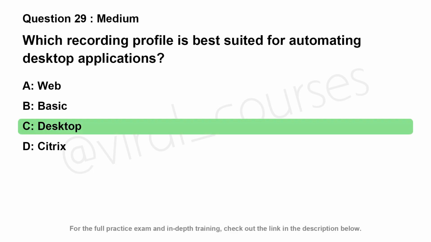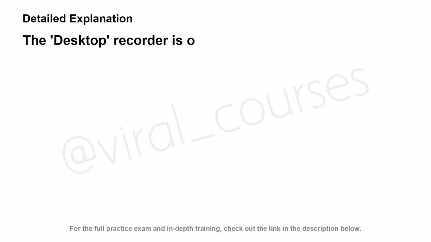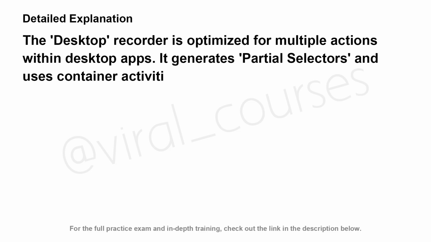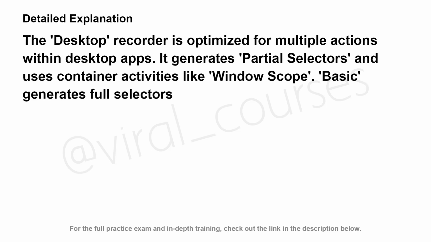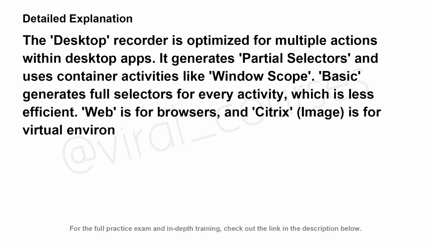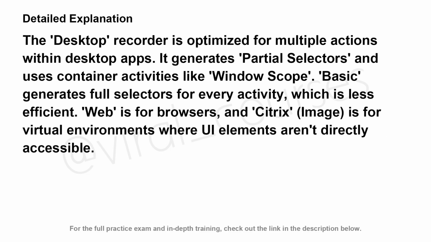The correct answer is C. The Desktop recorder is optimized for multiple actions within desktop apps. It generates partial selectors and uses container activities like Attach Window. Basic generates full selectors for every activity, which is less efficient. Web is for browsers. And Citrix, image, is for virtual environments where UI elements aren't directly accessible.